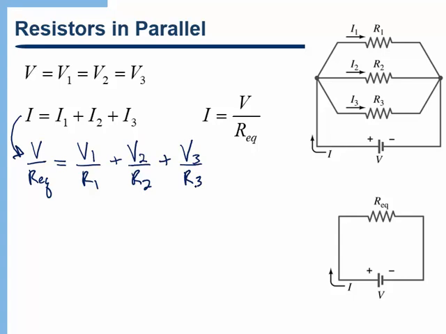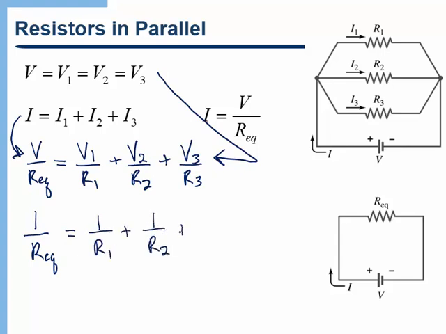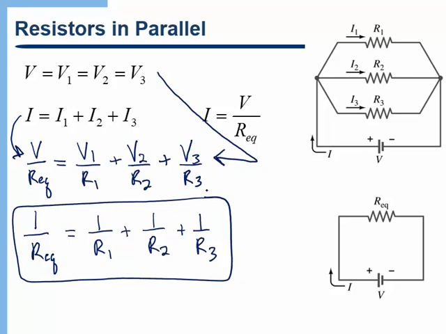But, of course, we know that all of the V's represent the same thing, and therefore we can cancel them out, and we get that 1 over R equivalent is equal to 1 over R1 plus 1 over R2 plus 1 over R3. And that's how resistors add when they're connected in parallel. Again, you'll notice that that's how capacitors add in series.